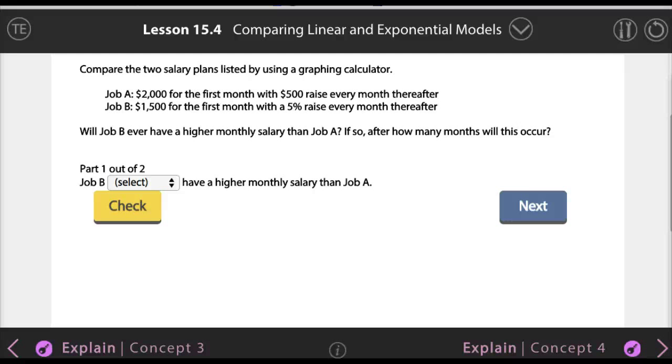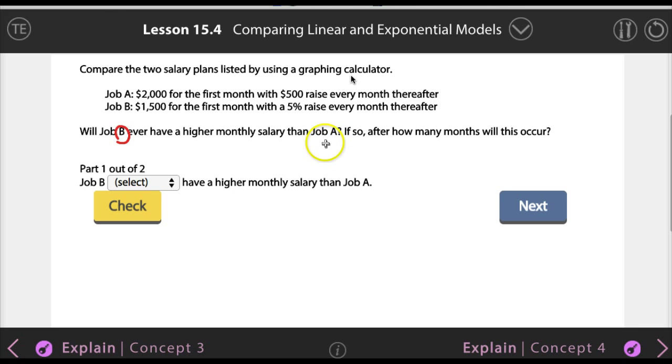Okay, so today's lesson is so easy that I decided to go straight to the your turn questions because we already had our lesson in class. Anyway, it says compare the two salary plans listed by using a graphing calculator. Job A starts with $2,000 with a $500 raise every month, and job B starts with $1,500, but they give you a 5% raise every month, okay? So will job B ever have a higher monthly salary than job A?